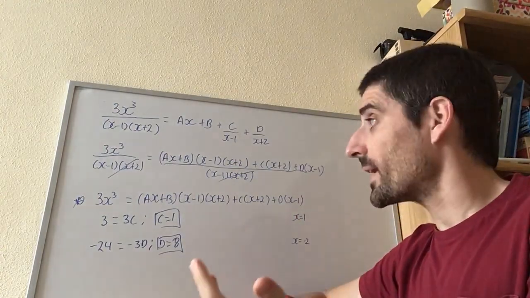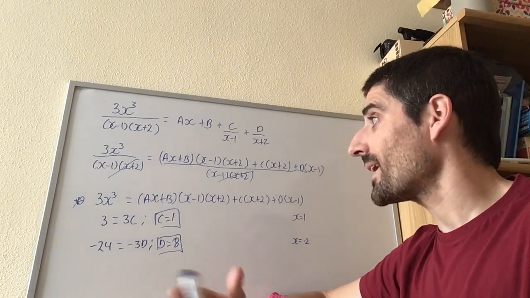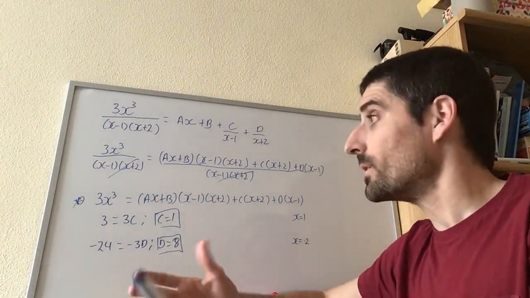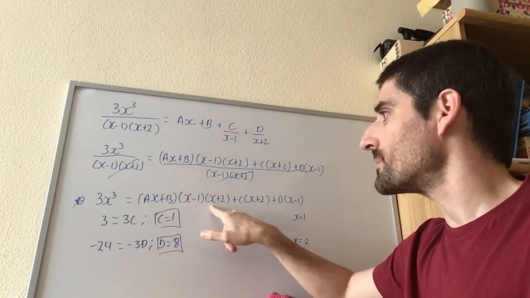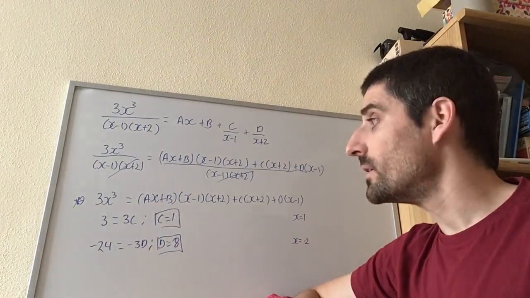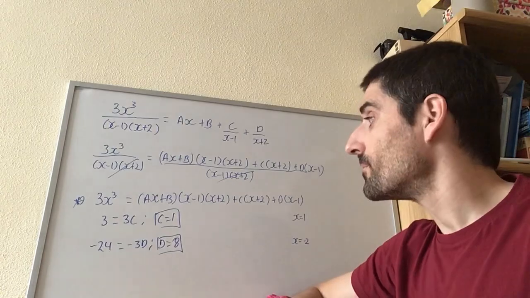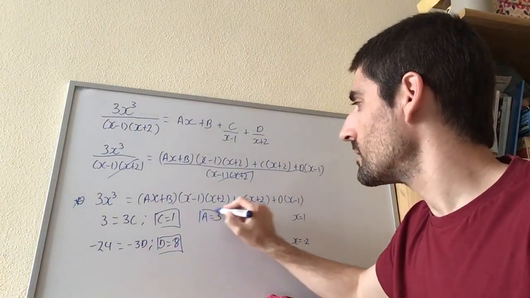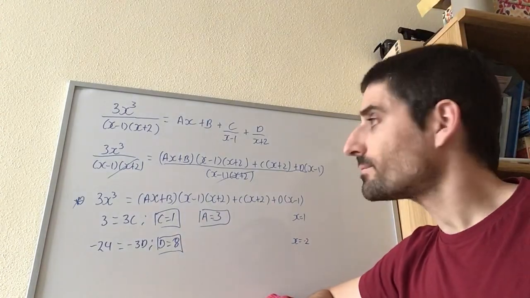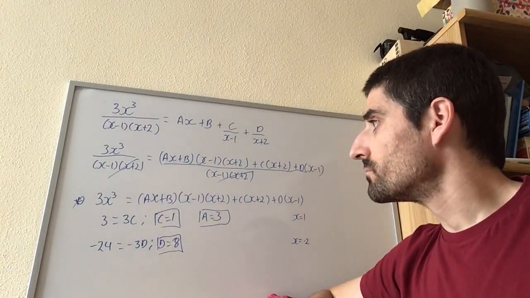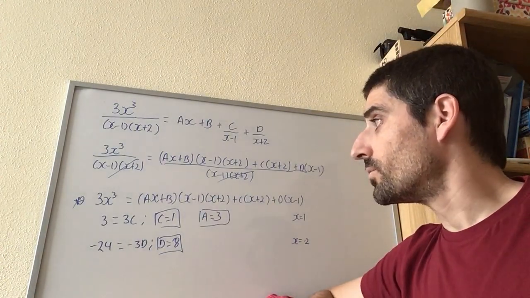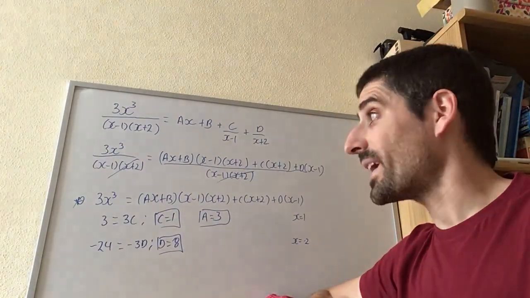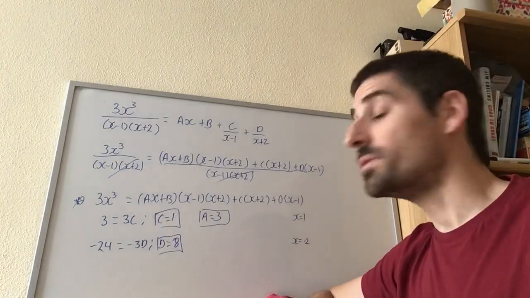So just from looking at it, literally visual inspection, I can see that a has to be 3. The only way ax times x times x is going to be 3x cubed is if a is 3. So a equals 3. And now I've got c, d and a. To find b, we're just going to pick a value and substitute it in.